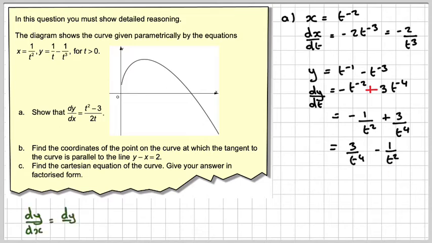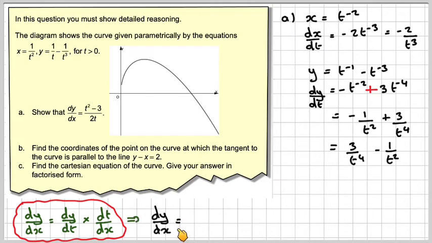Now, we want to find dy by dx. That's the same as dy by dt times dt by dx. Therefore, dy by dx is going to be dy by dt, which is 3 over t to the 4 minus 1 over t squared, times t cubed over minus 2, which is the dt over dx. We need to invert this one.